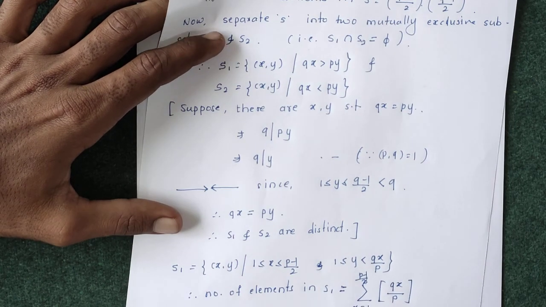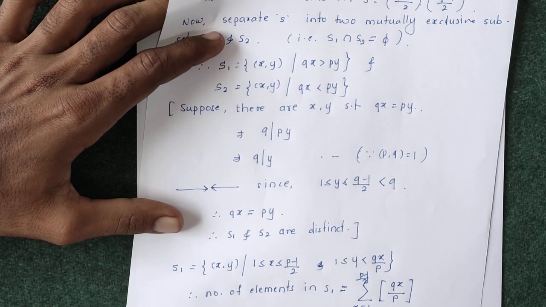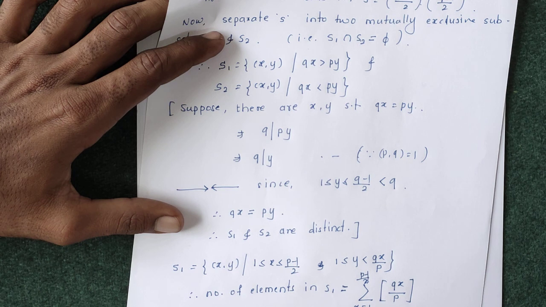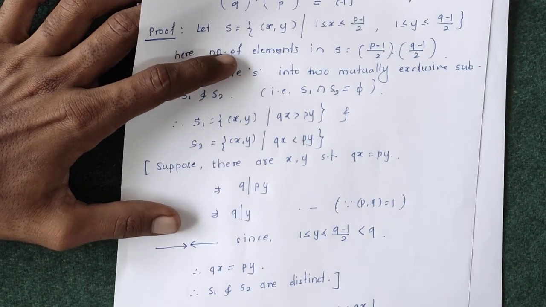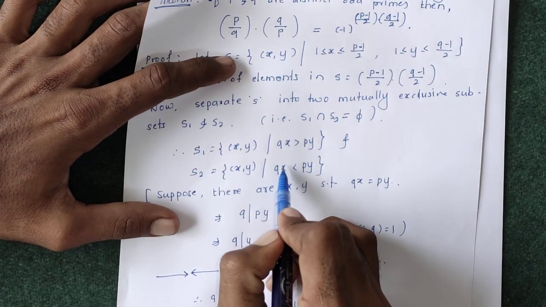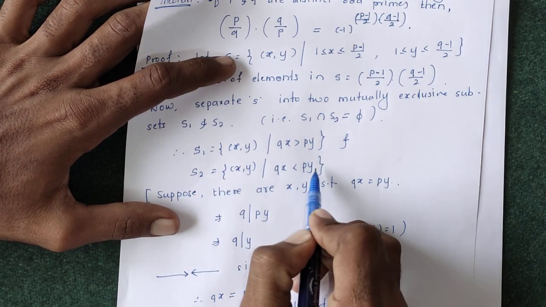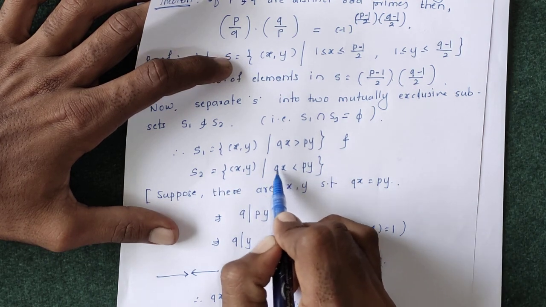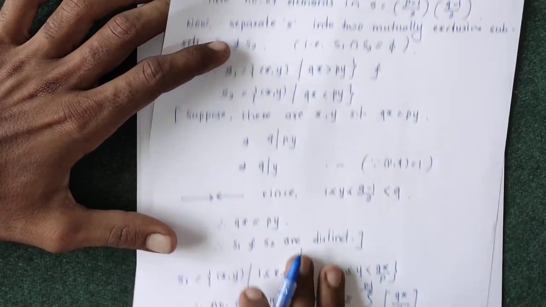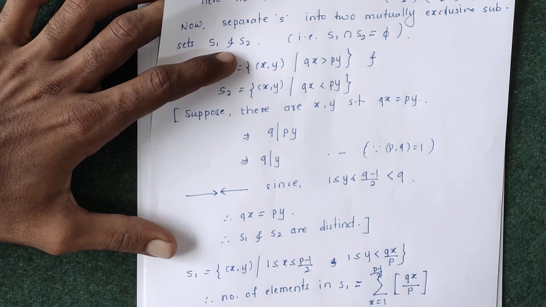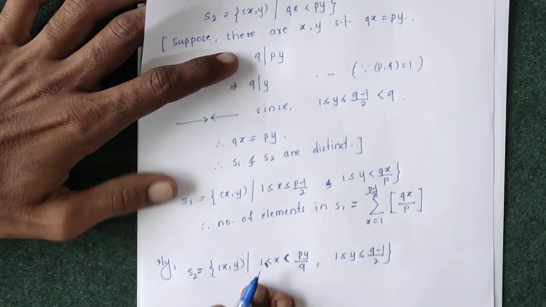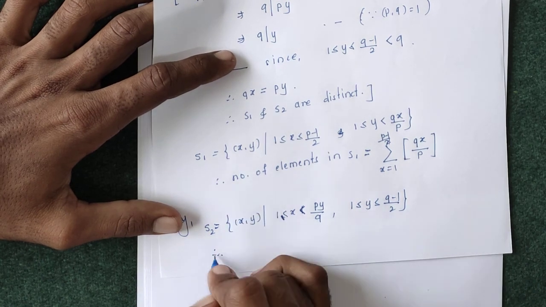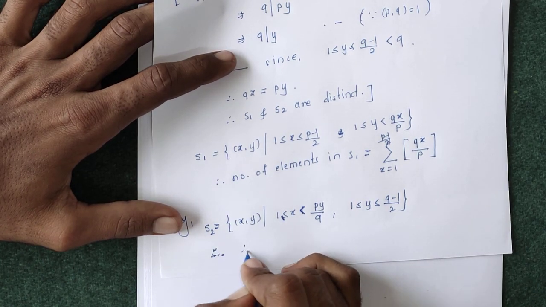Just taking the set S2, the values of y are from 1 to (Q minus 1) by 2 and the values of x depend on this y. So 1 is less than or equal to x, x is less than Py by Q. If you divide both sides by Q, we will get x is less than Py by Q. So set S2 depends on y such that the values of x are less than Py by Q.